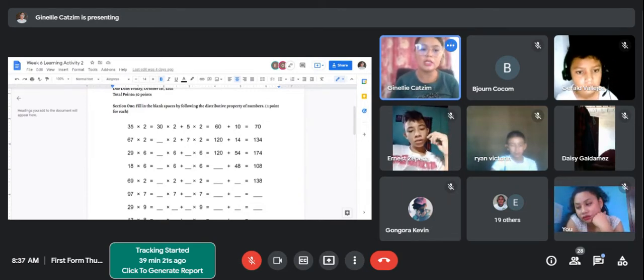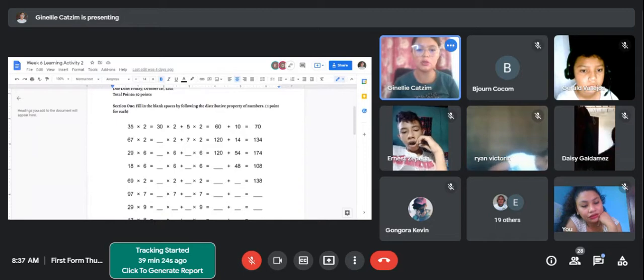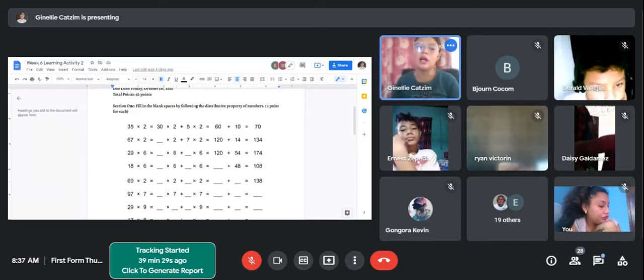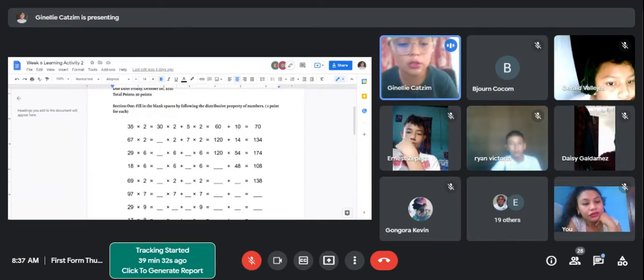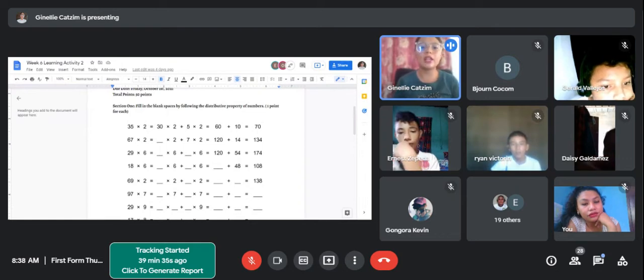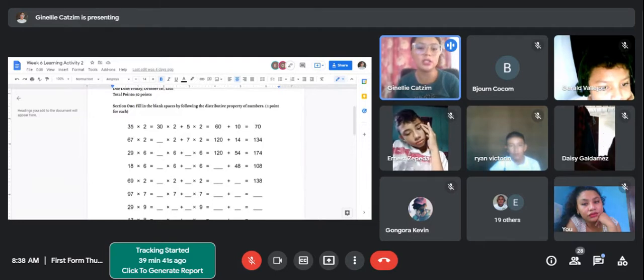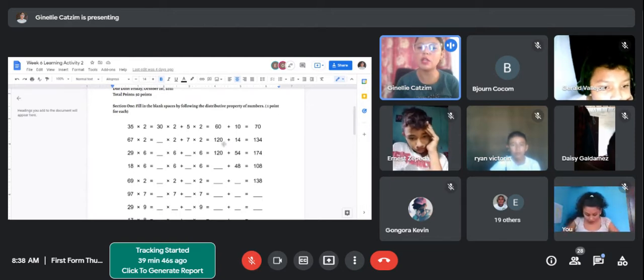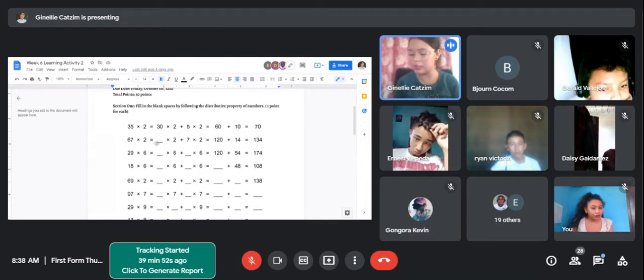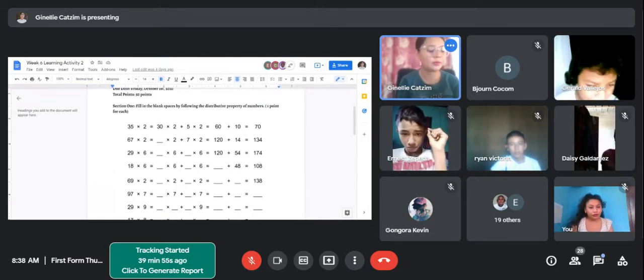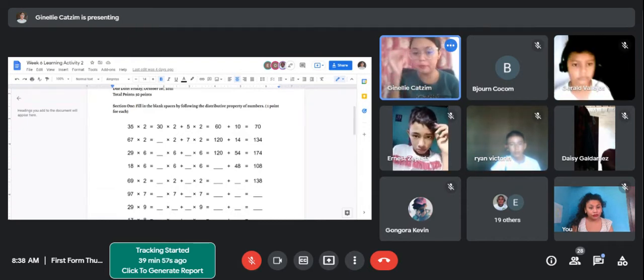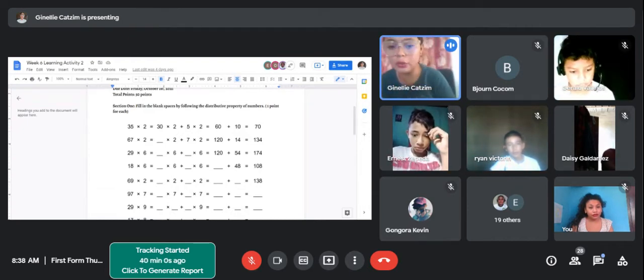So the second one, 67 times 2 is equal to blank times 2 plus 7 times 2. And it has 120 plus 14. The key thing here is that the first two numbers should result in 120, right? Because we have a blank space here and we have times 2 and we know that result is 120. So what number could go in that line there? 60. 60 times 2 equals 120. Very good.